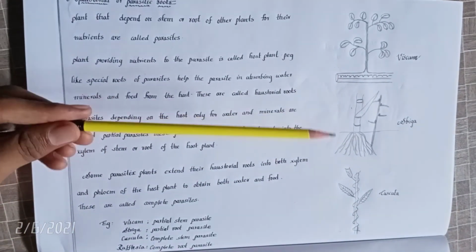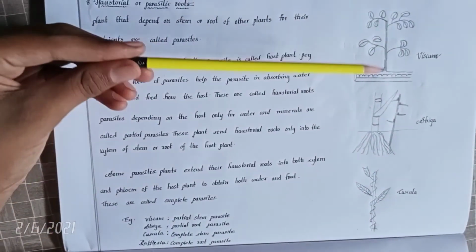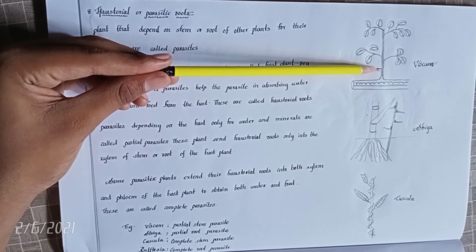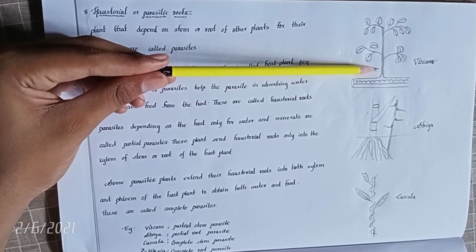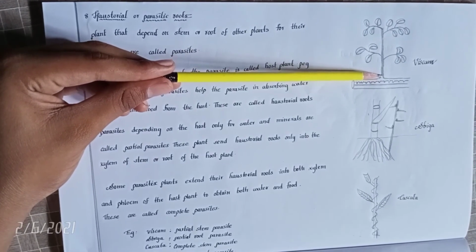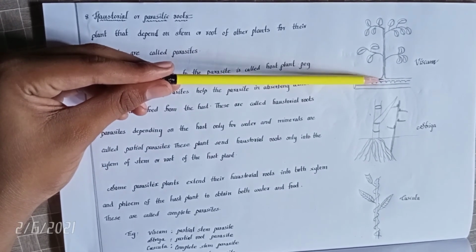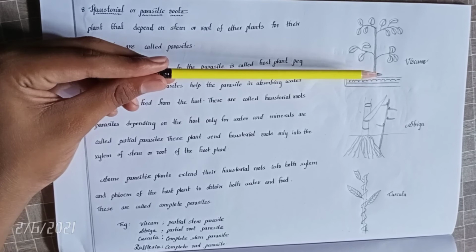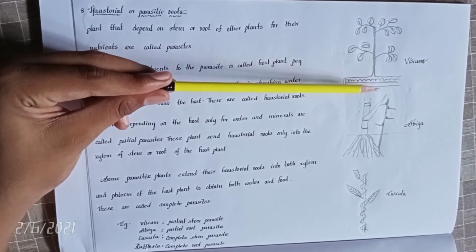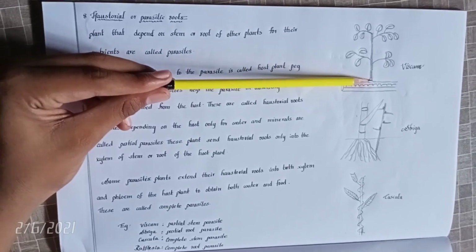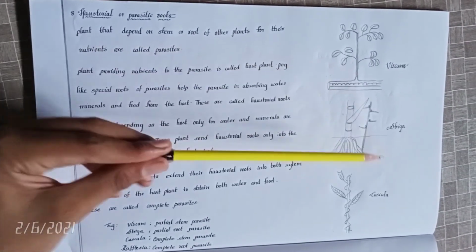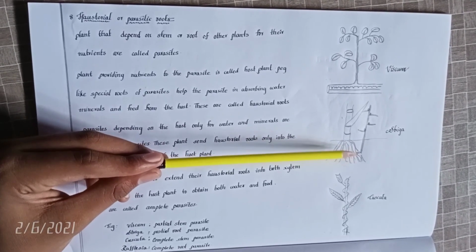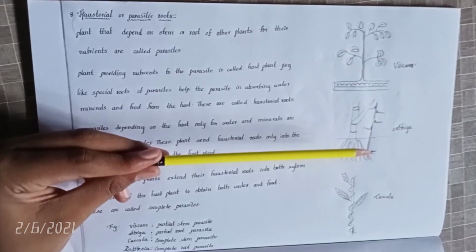In the case of Viscum, the plant enters into the stem of another plant and enters only the xylem vessels. Only the xylem vessels means it only absorbs water and minerals. So it is a partial stem parasite. It enters into the stem and only absorbs water and minerals. Hence it is a partial stem parasite. Here also it enters into the roots and absorbs only water and minerals, and it is a partial root parasite.